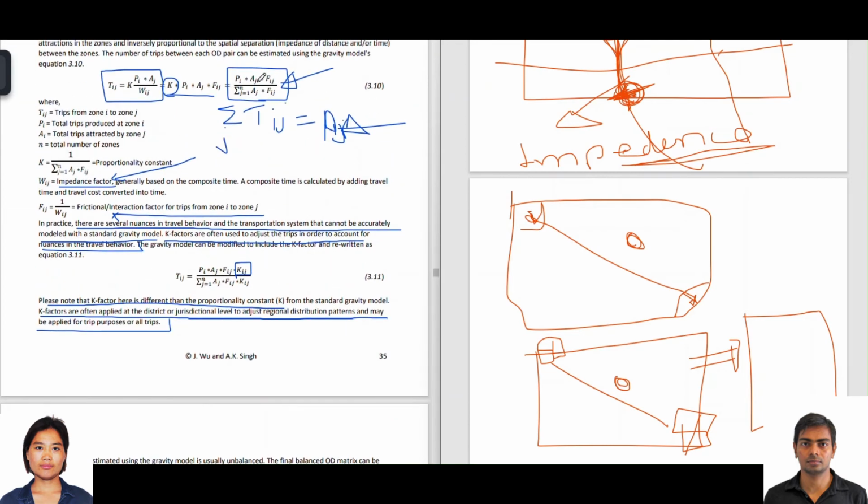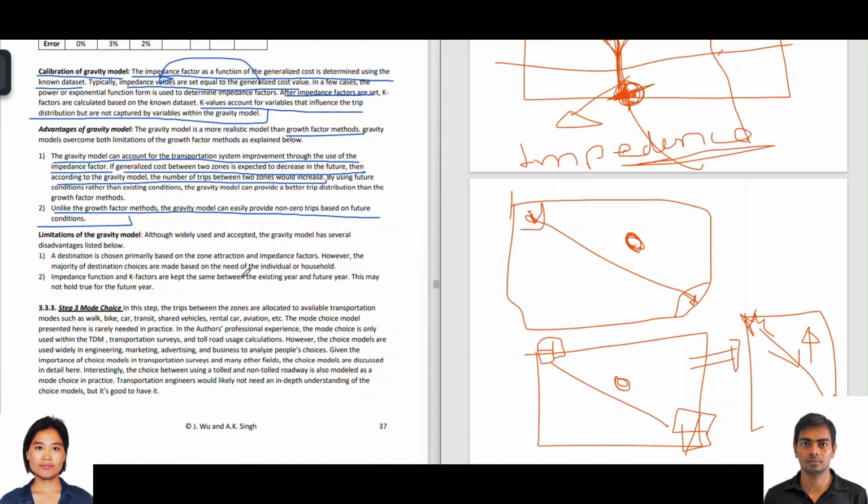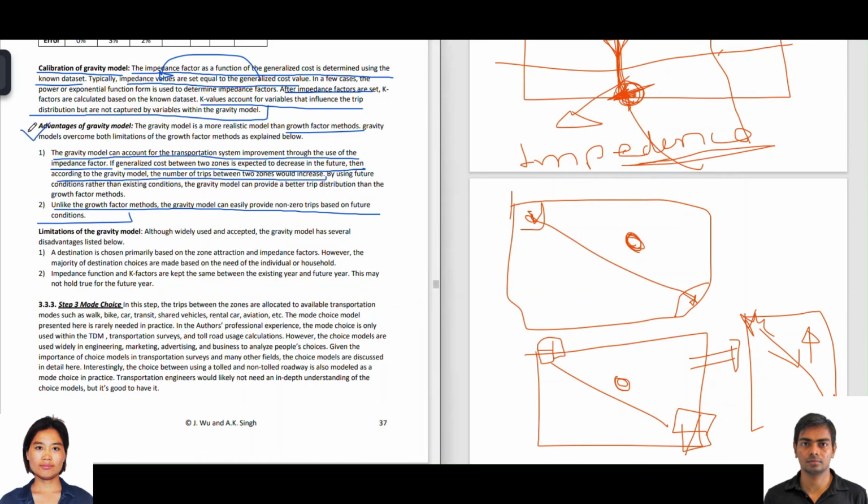As the base trip, the base trip is not a factor in the gravity model. So if there are more developments here and more developments here, then the number of trips between these two zones will be not only non-zero, it will be high, because it depends on production, attraction, and the friction factors. So gravity model overcomes both of the limitations of the growth factor method.